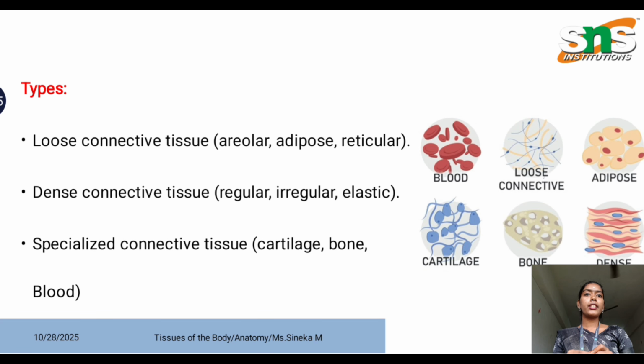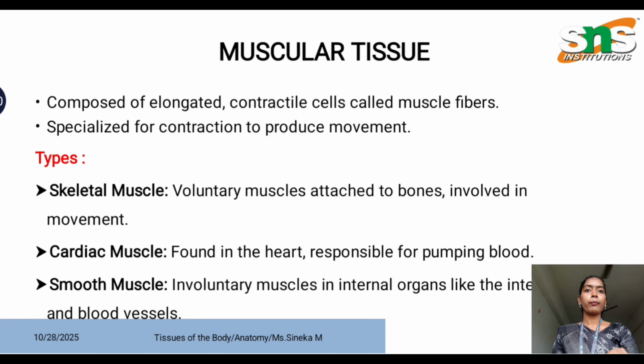There are major types. First one is loose connective tissue, the second one is dense connective tissue, third one is specialized connective tissue. Loose connective tissue is loosely connected, such as areolar, adipose and reticular. Dense connective tissue is tightly packed: regular, irregular and elastic. Specialized connective tissue such as cartilage, bone and blood have various characteristics compared to other types.